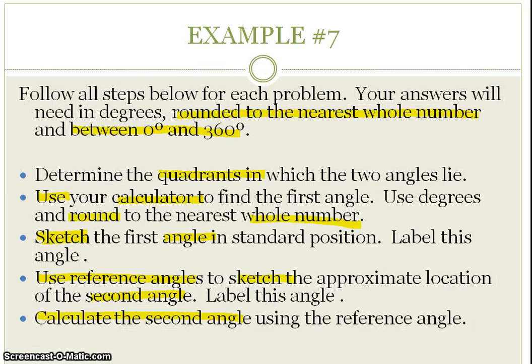So for the next set of exercises, we are going to need a calculator. So I want you to read the directions in their entirety and grab your calculator. I'm going to highlight what we need. We are going to find our answers rounded to the nearest whole number between 0 and 360 degrees. So the steps we're going to take are these. We're going to determine the quadrants where the 2 angles lie. We're going to use the calculator to find one angle and round to the nearest degree. We're going to sketch it and label it. Then we're going to use reference angles to find the second angle and then calculate using the reference angle. And we'll come back to this.